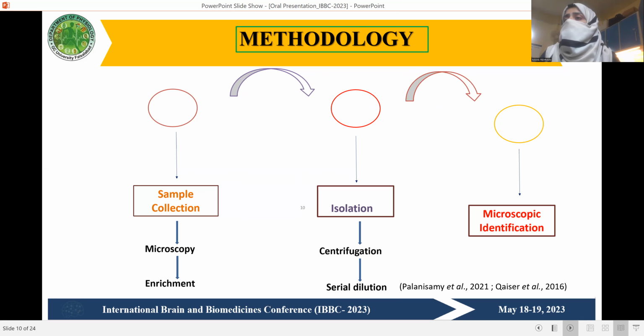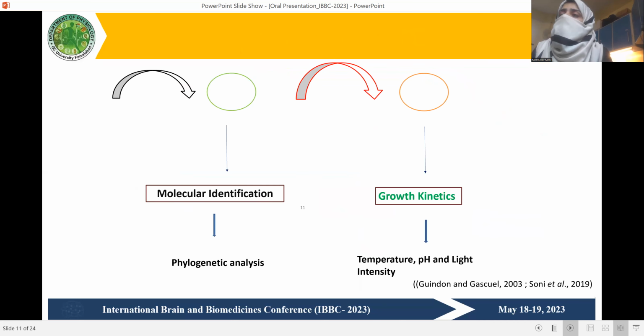Then after every 24 hours, microscopy was performed to check the culture. For further confirmation of our species, we performed molecular identification using the 16S ribosomal RNA marker and then moved towards the growth kinetic experiment. For this, we optimized the conditions for comparative analysis at different pH, temperature, and light intensity.